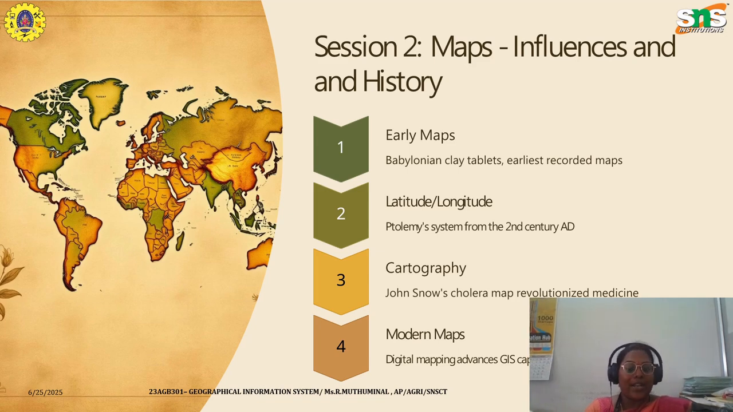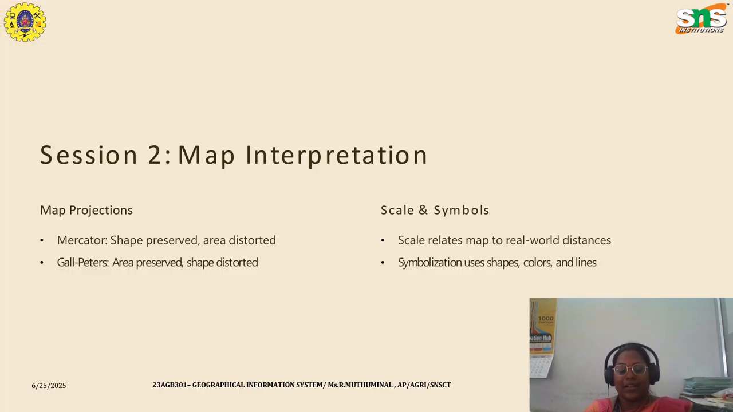The next one is modern maps. Digital mapping advances GIS capabilities. Here I have shown you how we can interpret a map. Maps are usually in Mercator or Gall-Peters form, so map projections are usually considered under these two terms. In Mercator, the shapes are preserved and the areas are distorted. Similarly, in Gall-Peters, the areas are preserved but the shapes are distorted.